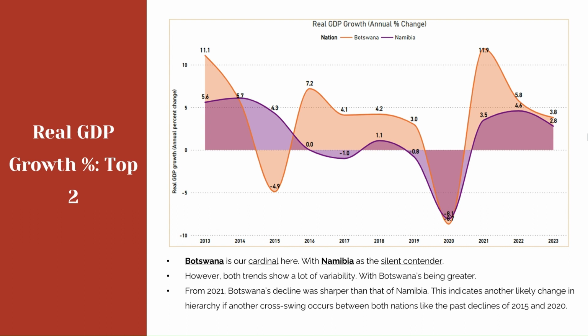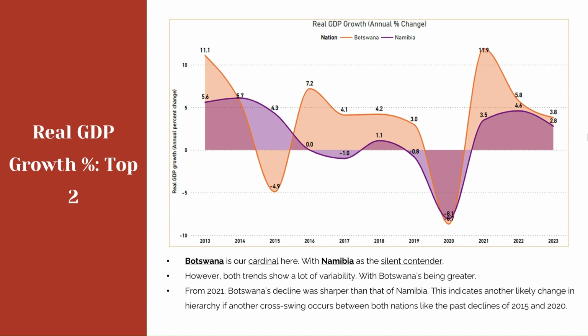So you can see our cardinal here is Botswana. For the most part, it's had more growth than Namibia, which is our silent contender here. However, we can see an interesting and important thing is that both these nations have gone through quite a bit of variability. It's just that now for Botswana, the variability has been greater, meaning when it was previously high and it goes low, it goes very low.